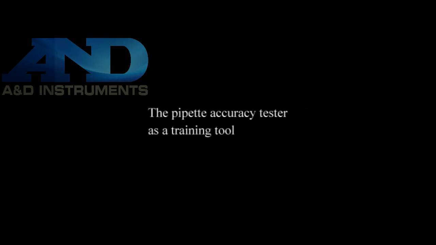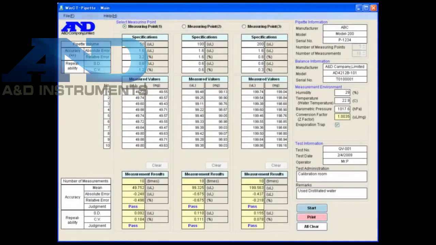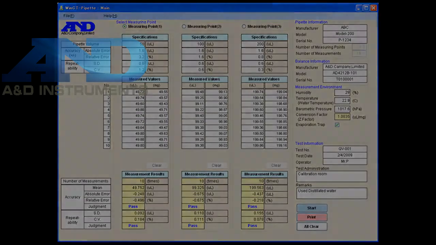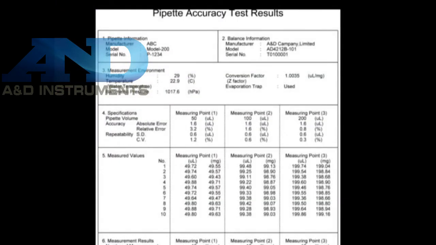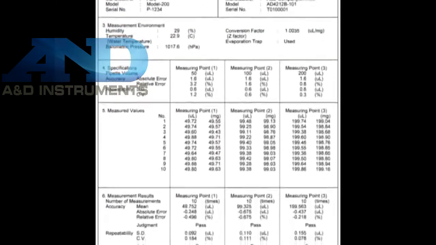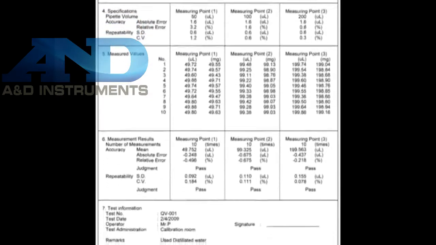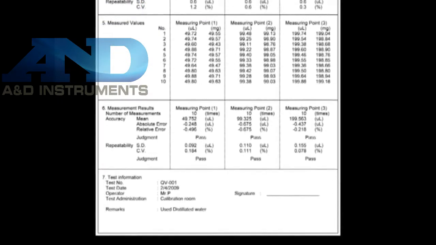Apart from the performance of the pipette itself, these errors are greatly influenced by operator skill. Therefore, novice pipette users can also use the Pipette Accuracy Tester as a training tool. This image shows the results of 10 measurements at 3 points. You can save the test results to a PC, as well as print them out in an A4 or letter size report format for paper-based recording with signatures.